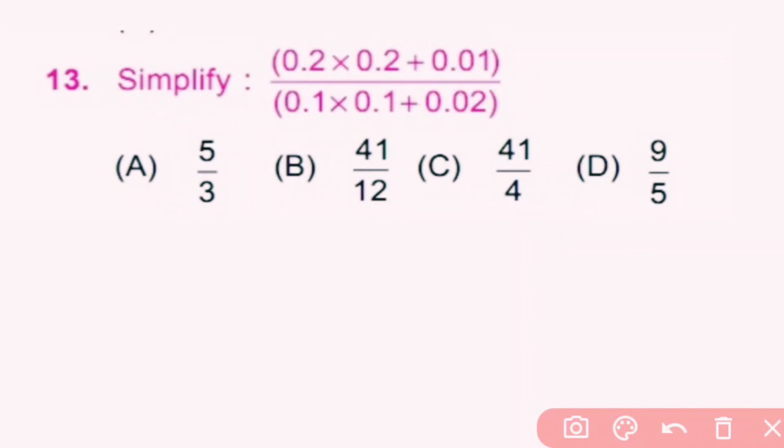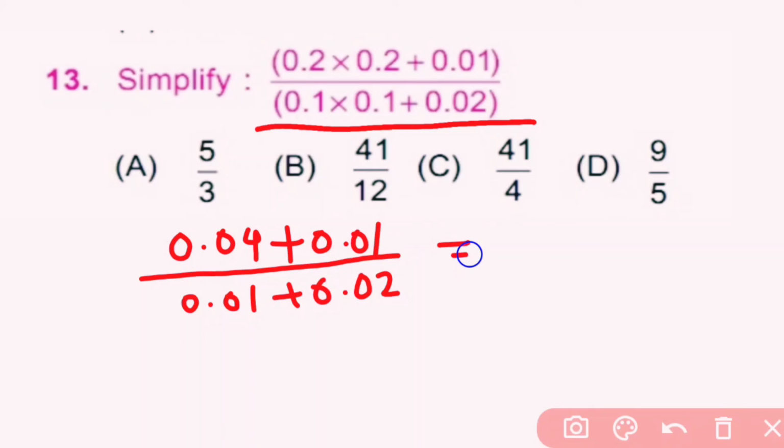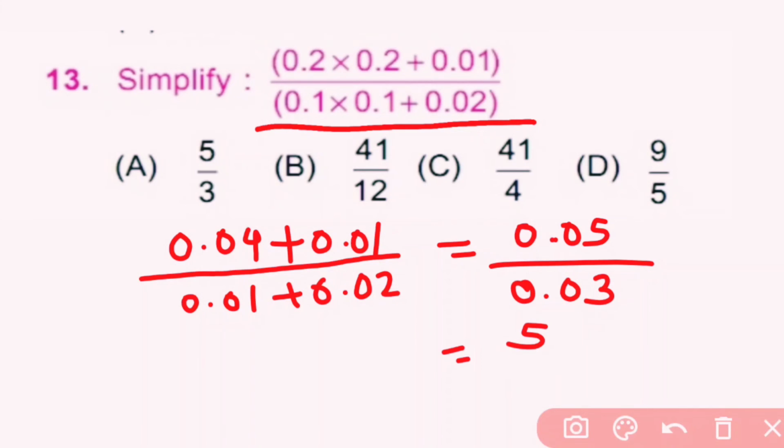Question number 13, simplify this. So here we do the multiplication first. 0.2 into 0.2 is 0.04, plus 0.01, divided by, now 0.1 into 0.1 is 0.01, plus 0.02. Now here this addition gives 0.05 by 0.03. So the answer is 5 by 3. So here A is correct.